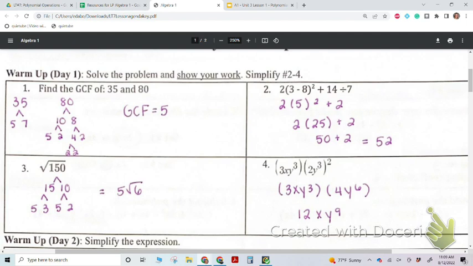Right, now that you've had a chance to try these, here are the solutions. Now your work might look a little bit different depending on how you approach the problem, but you should end up with the same final solutions.